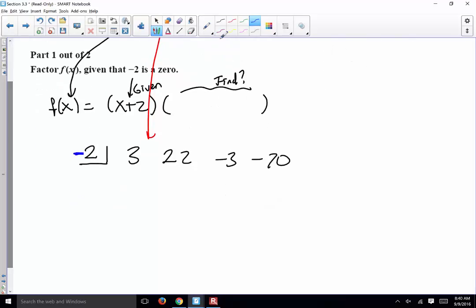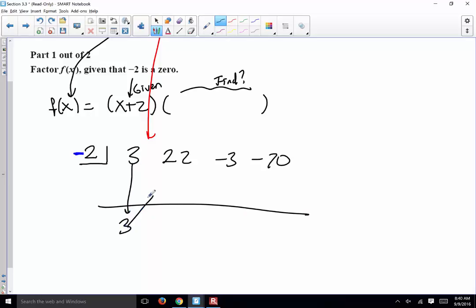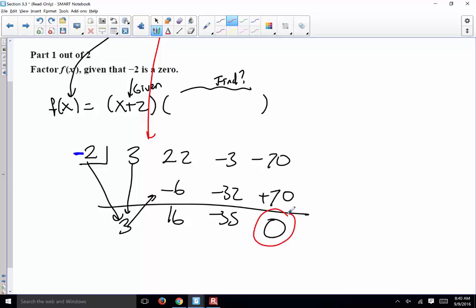Perfect. And then we put a line, bring this down, multiply, add, multiply, add, multiply, add. Minus 2 times 3 is minus 6, 16. Minus 32, 35. Minus 70, positive 70, 0. Were you expecting a 0 here? Yes, if you're not getting a 0, you made a mistake. Go check. Because we already given it's a 0. No remainder should remain. Okay?